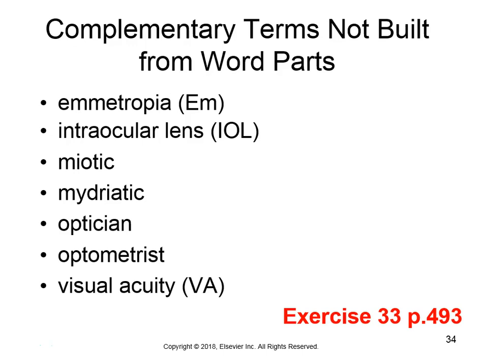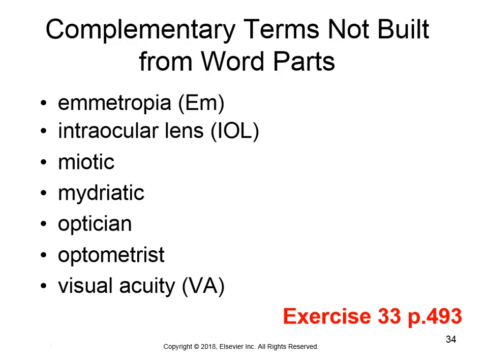Miotic and mydriatic are opposites. So oftentimes you might get special drops to put in your eyes that were either going to dilate your pupil or constrict your pupil, and that's what these are. Miotic constricts your pupil, so it forces that iris to create a smaller pupil hole to allow less light in. Mydriatic would be the dilation drops, for example, that you get when you go to the doctor.